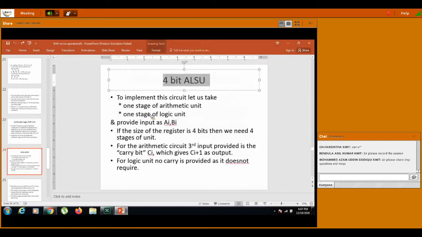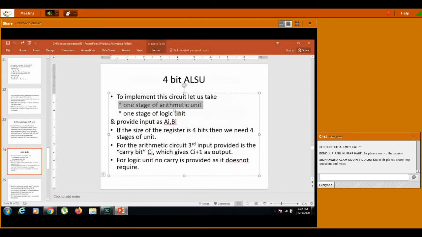To implement this, whatever you need is one stage of arithmetic unit and one stage of logic unit, and provide input as AI and BI. So the size of the register is 4 bits, then we need 4 stages of the unit. For the arithmetic circuit, the third input provided is the carry bit, which gives C+1 as output. For the logic unit, there is no need of carry.